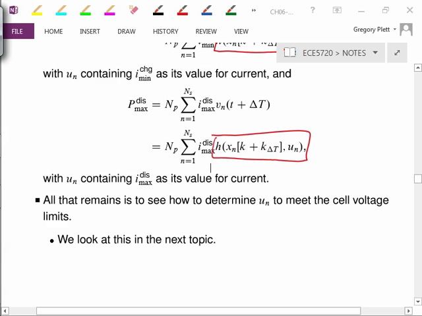So all that remains is finding a way to compute u, the input current, into this model that will produce limits achieving the Vmax and Vmin. And we've already said that we're going to use a bisection algorithm to do that, and that is the topic of the next section.